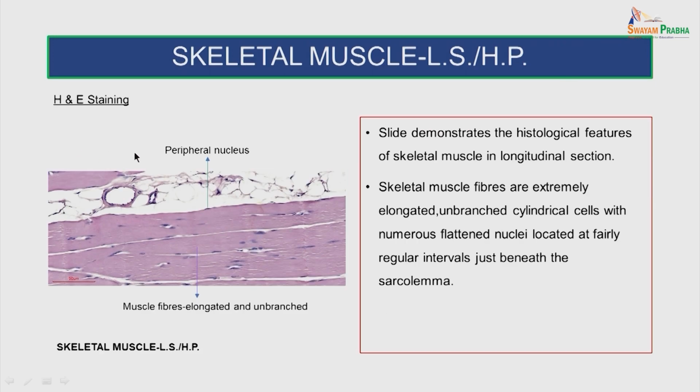This is an H&E stained slide of skeletal muscle, longitudinal section, seen under high power. The slide demonstrates the histological features of skeletal muscle in longitudinal section. The skeletal muscle fibers are extremely elongated, unbranched cylindrical cells with numerous flattened nuclei located at fairly regular intervals just beneath the sarcolemma.